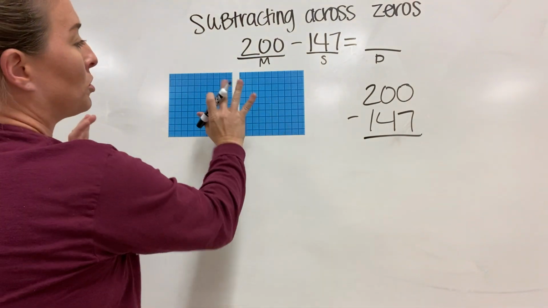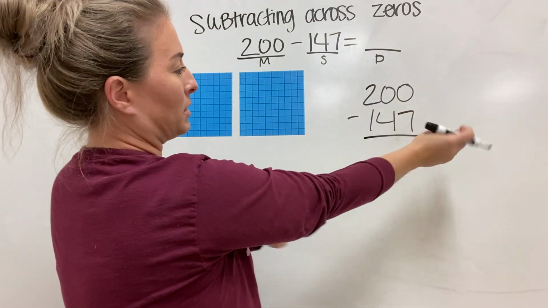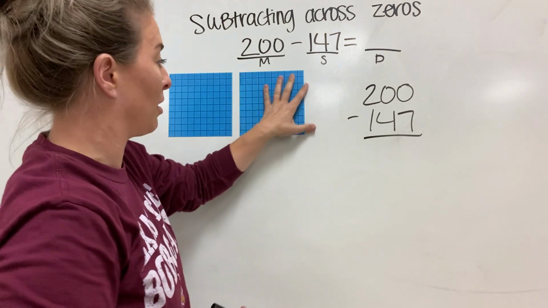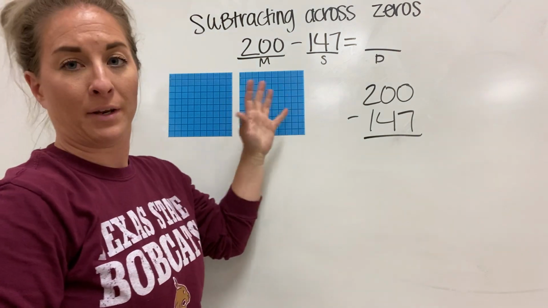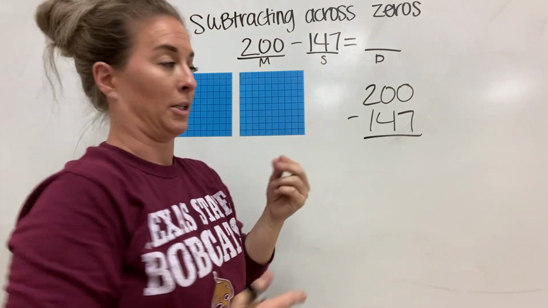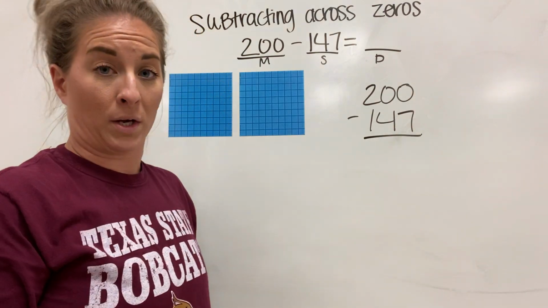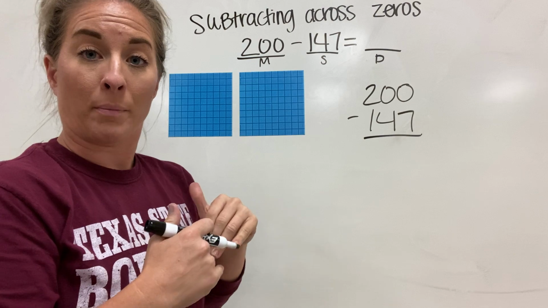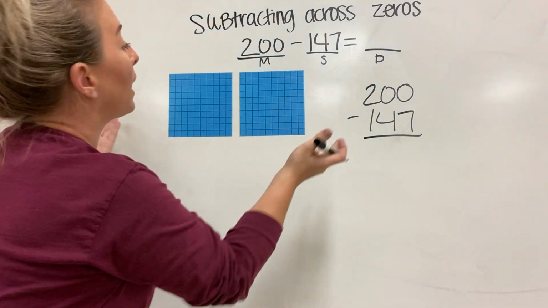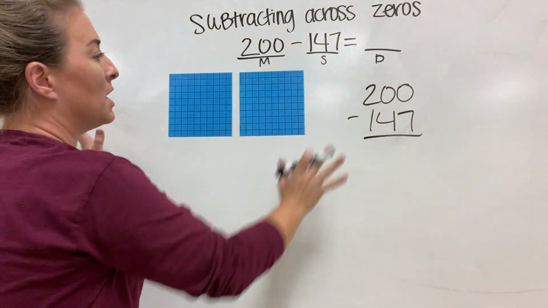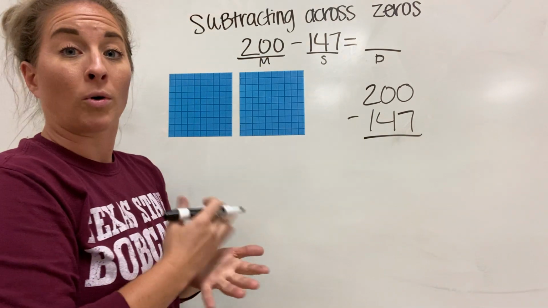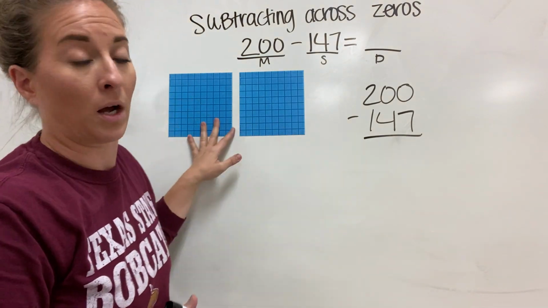So here's my 200, and of course I start in the ones place, and I'm trying to take away 7, right? I don't have any ones to take away 7. That's why there's a 0 there. I have no ones, so I cannot take away 7 of them. So I can get more ones from the tens. And as you can see, I don't have any tens. I have none to change to give me what I need, right? So to get more tens, I need to go to my hundreds block, okay?